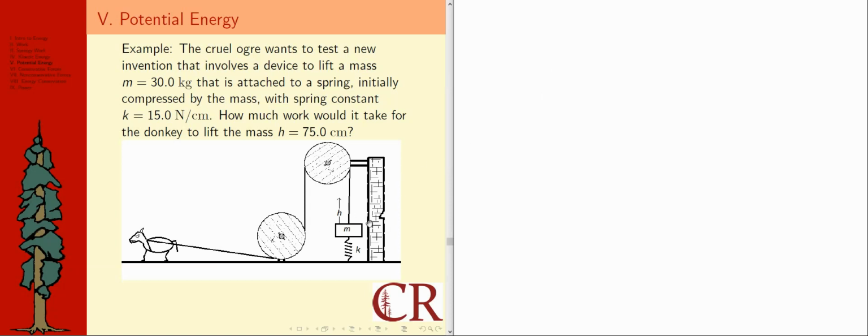So this is a pretty contrived looking example here. I just made it up to give us some practice with these ideas, really. I don't know why the heck someone would make a device like that.